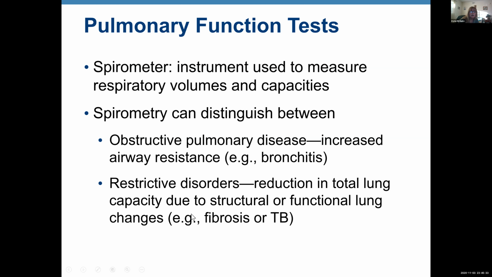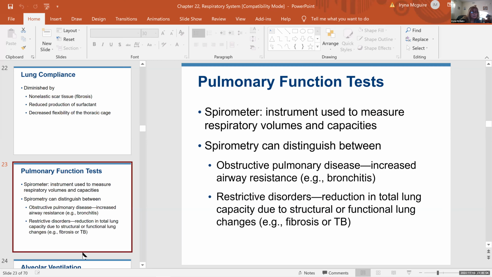Restrictive disorders are related to your lung tissue itself, right? So that would be, for example, your lungs lose the elastic tissue, became fibrotic after tuberculosis, then it will be a restrictive disorder, right? Okay, so those are two different disorders of the pulmonary function, right? Okay, next.